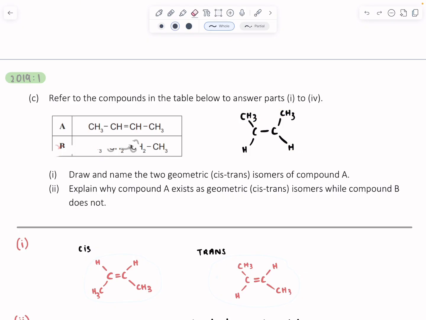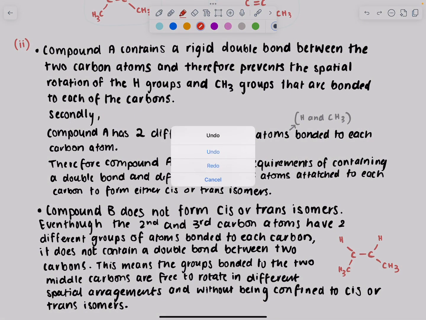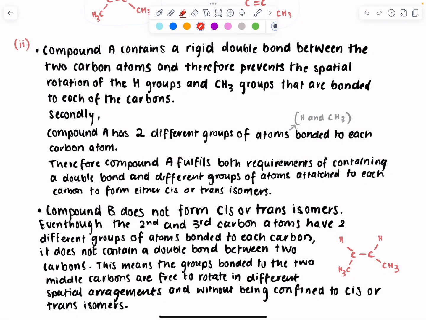Okay, assuming that you've gone away and done that, let's scroll down and look at what I've written. I'll read it out to you, and then you can add things to your answer and make some adjustments. Compound A contains a rigid double bond. Let me get a larger highlighter. Different color.